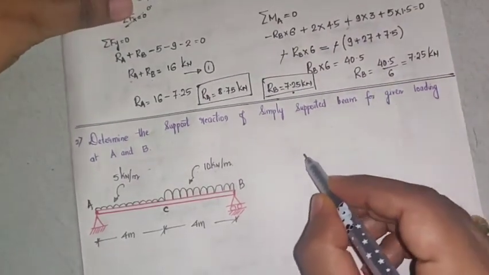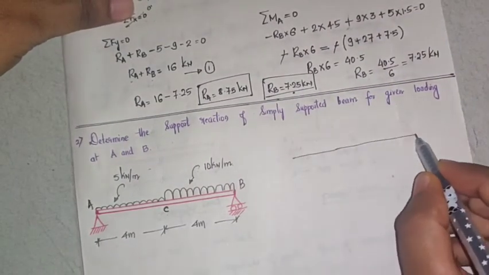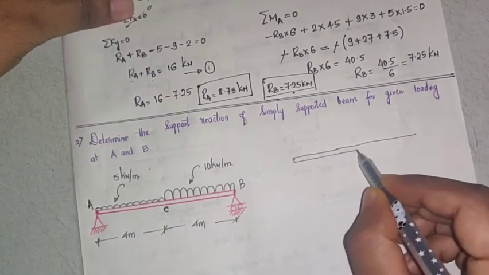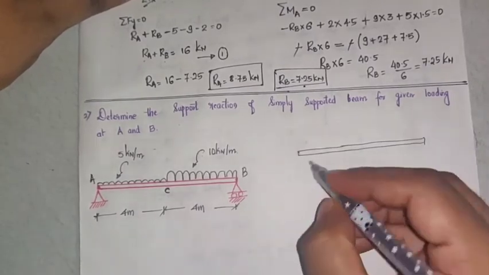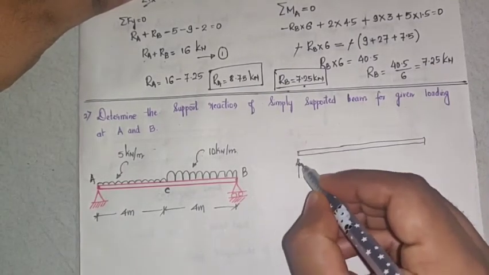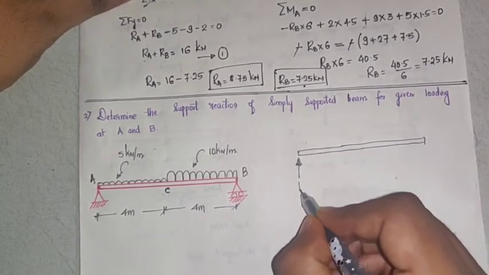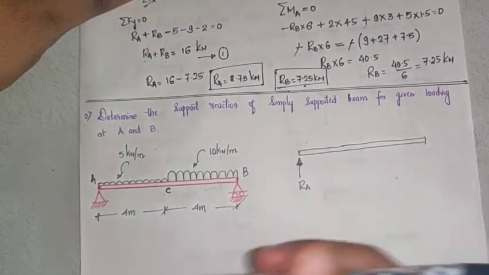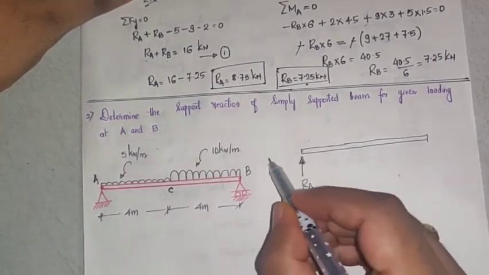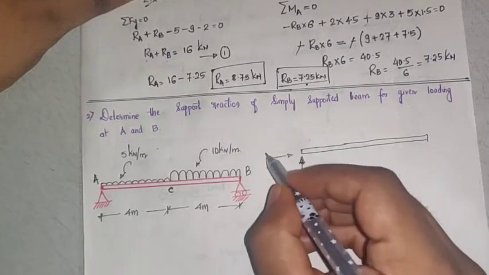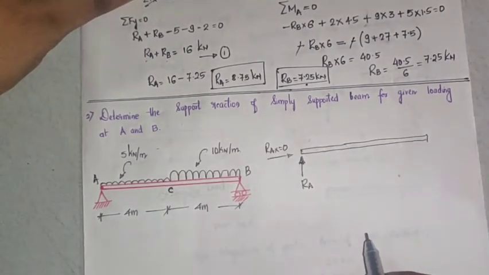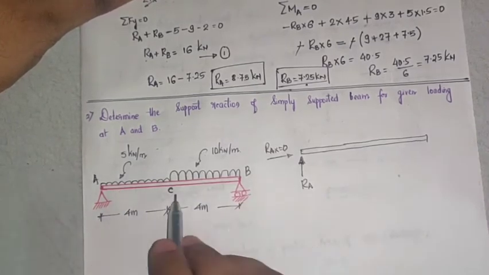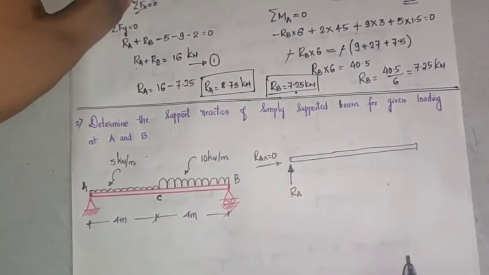Now again, if I draw the free body diagram for this, free body diagram. So what is this type of support? Hinge support. So how many reactions for hinge support? There are 2 reactions for hinge support. But since there is no horizontal load, the effect of horizontal reaction RAX will be equal to what? 0. Because there is no horizontal force acting on the beam.